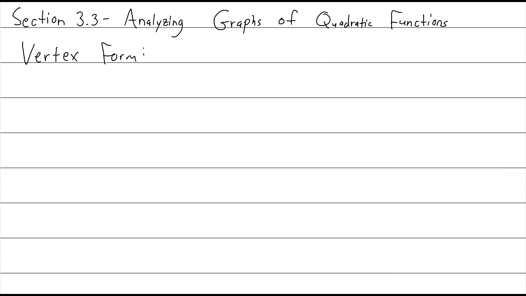And that looks like this: f of x or y equals a, which is a number, times (x minus h), h being a number, plus k, being a number. So these three, a, h, and k, will all give me some kind of information about how the graph of this function looks. Okay, x, of course, is always going to be x.